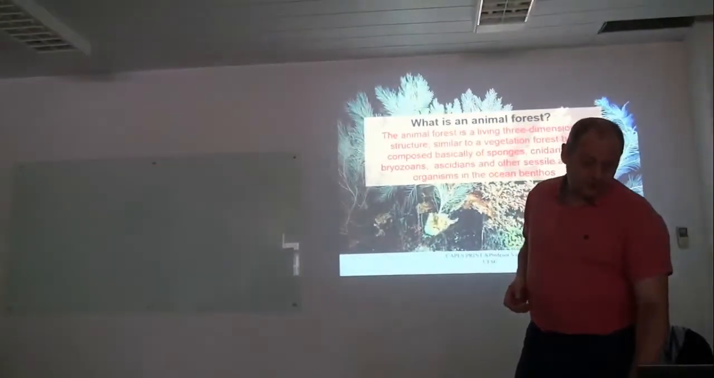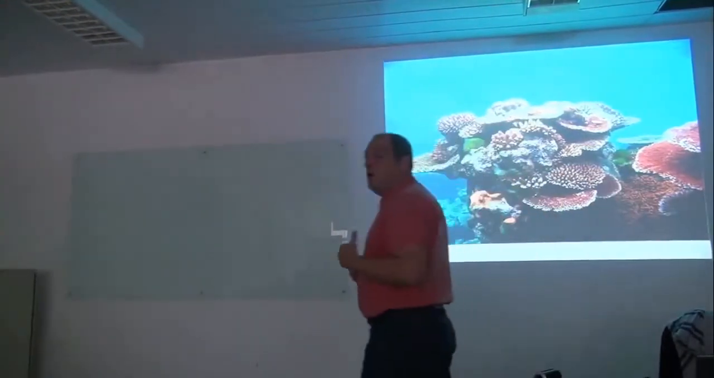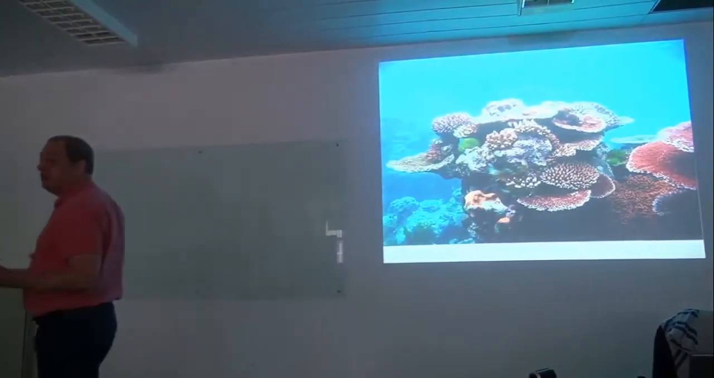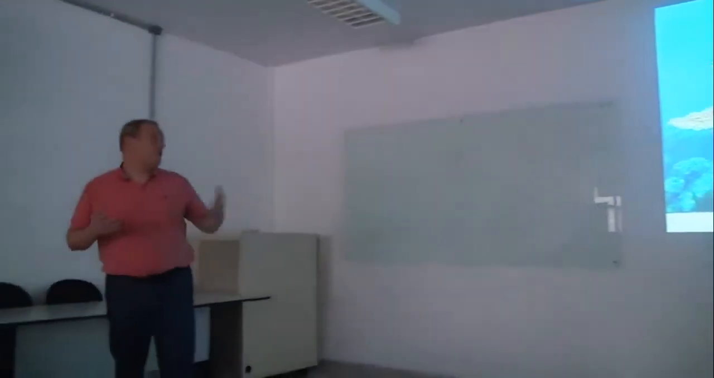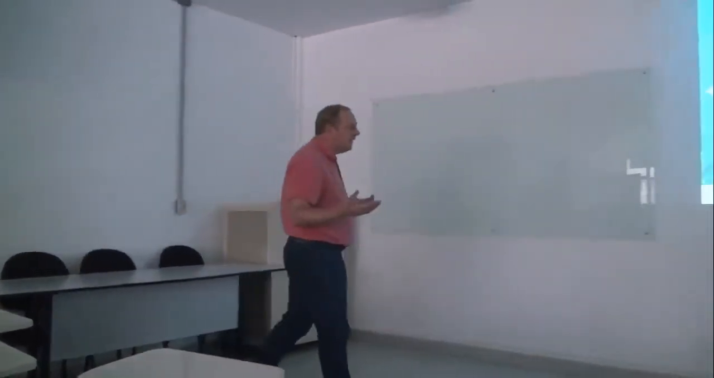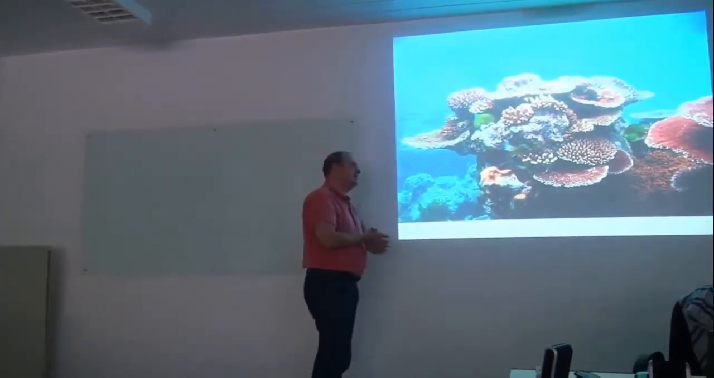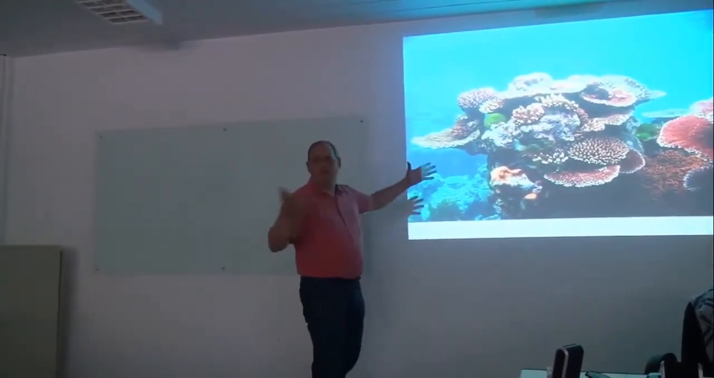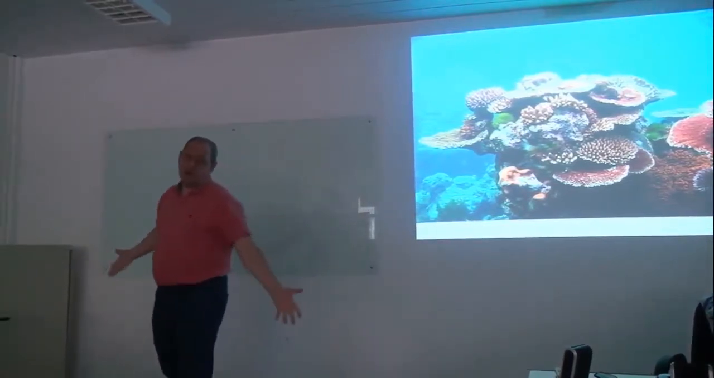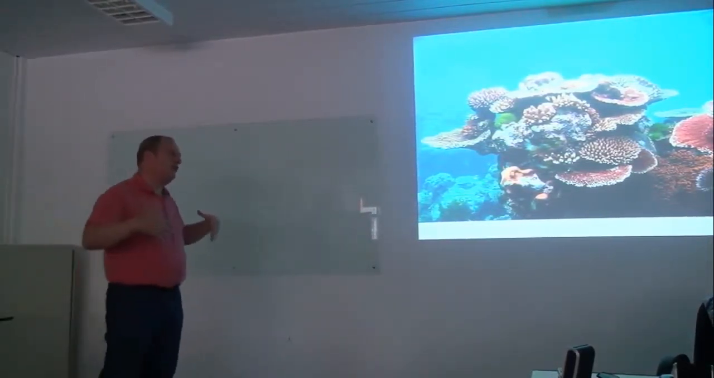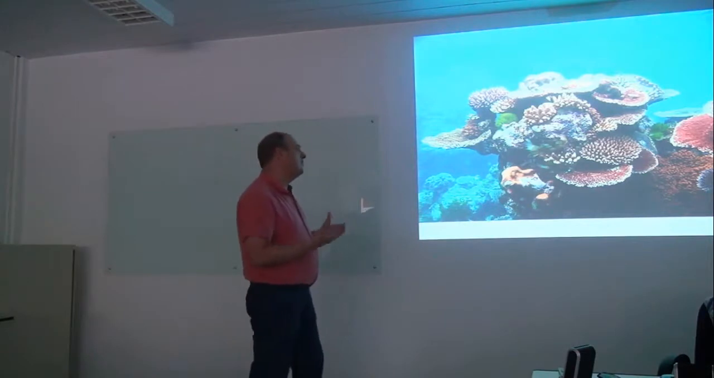You know, this animal forest, probably the most common animal forest in the world, is the coral reef. The coral reef is an animal forest composed basically of hard corals, but also octocorals, sponges, and other organisms like ascidians, bryozoans, etc. And also macroalgae, of course. It's also composed of macroalgae, which are part of the forest, but are not suspension feeding organisms.